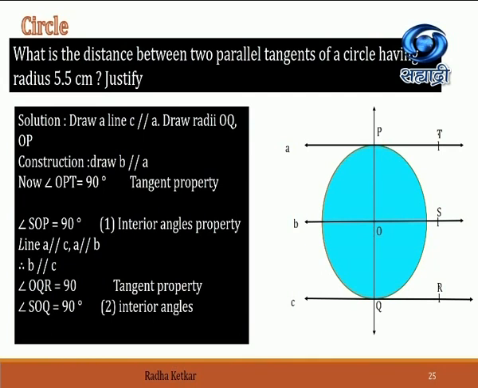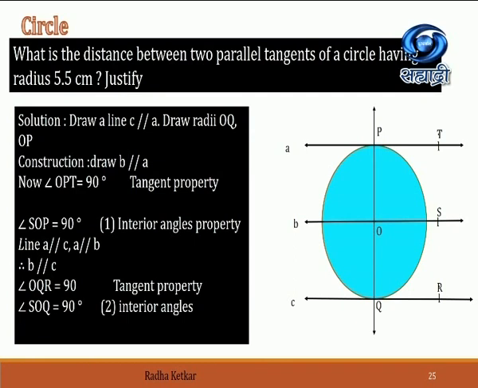In the construction, you can see, draw a line C parallel to A. These are nothing but two tangents for the given circle. And we are going to draw two radii. The first one is OQ and another one is OP. So we have drawn those two radii. In the construction part, we are going to draw one line which is B. This B is parallel to line A. So our construction is: draw line B parallel to line A.